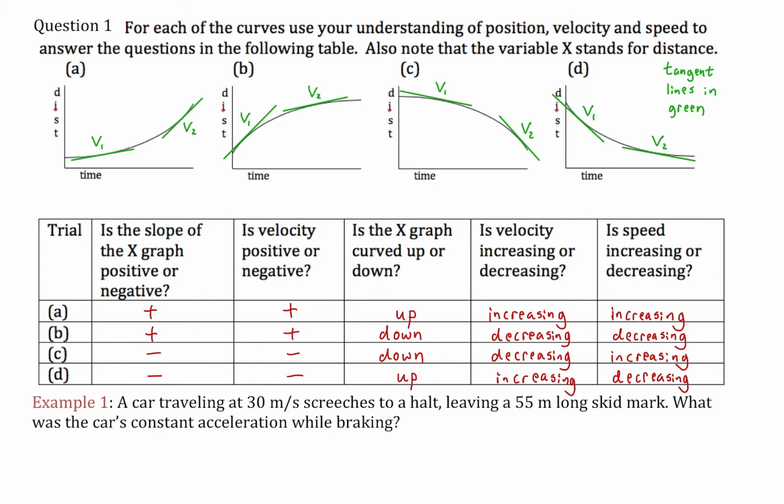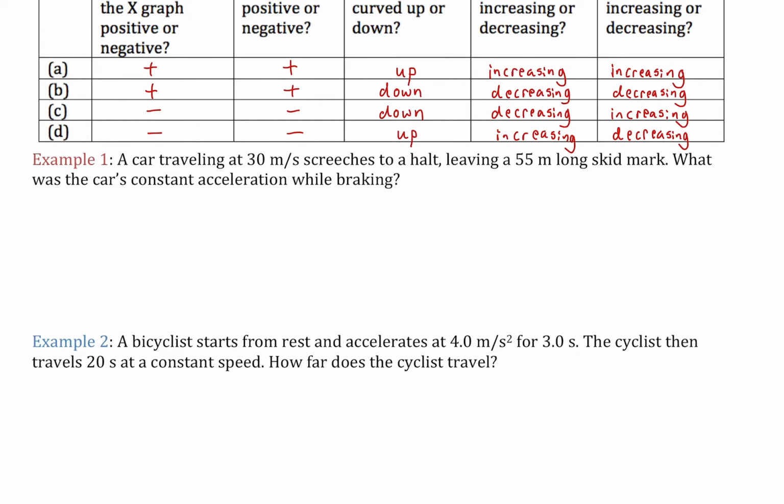All right, let's move on. Let's look at a simple example. We're just going to use one kinematic equation. A car traveling at 30 meters per second screeches to a halt, leaving a 55-meter long skid mark. What was the car's constant acceleration while braking? All right, let's take a look. So these are known quantities.